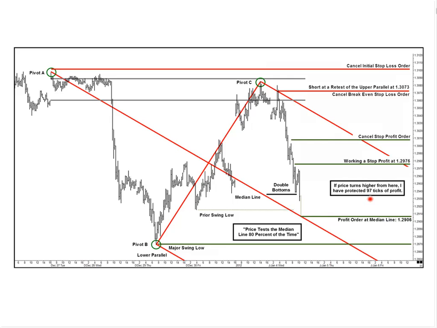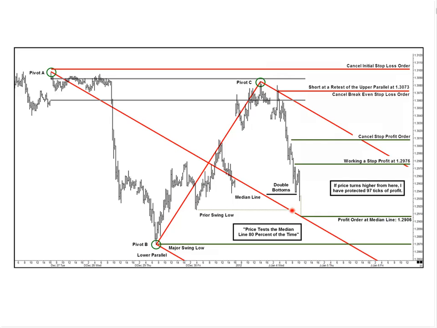If price turns higher from here, I've protected 97 ticks of profit. 97 ticks would be a good day. For a lot of you, and I don't mean it in a bad way, I mean it literally, 97 ticks is a good week. 97 ticks in the euro currency, that's a nice week. You don't have to be a pig. If you can make 97 ticks every week, that's a living. So I've moved my profit order now for the third time. Now my profit order is right at the median line, 129.06.